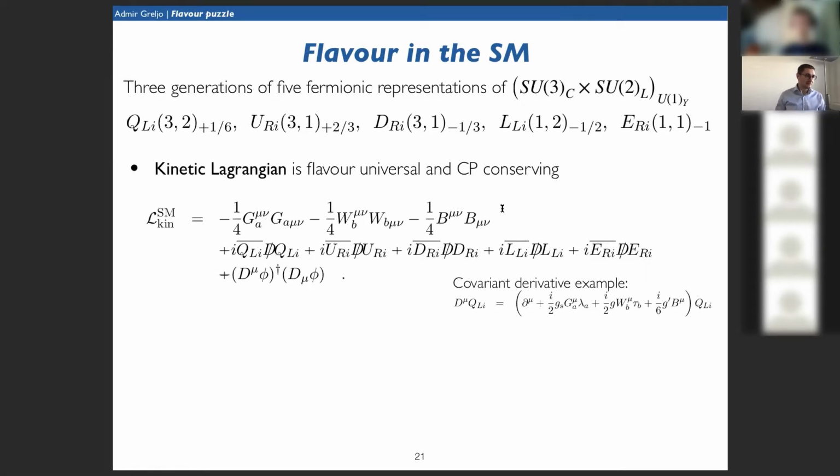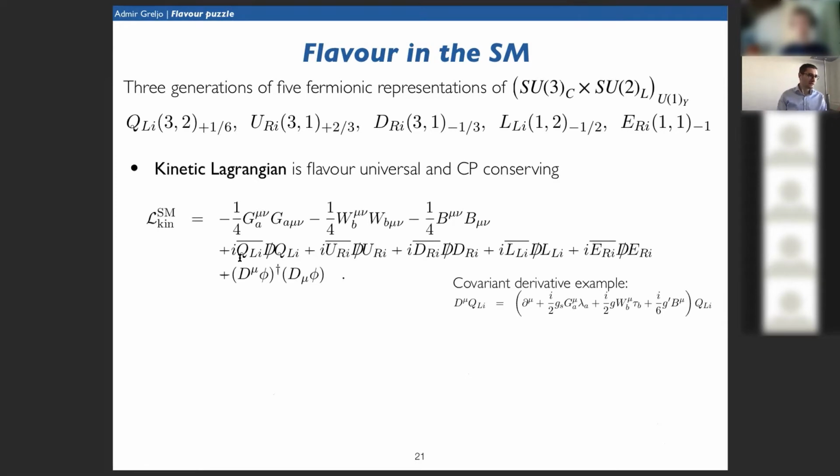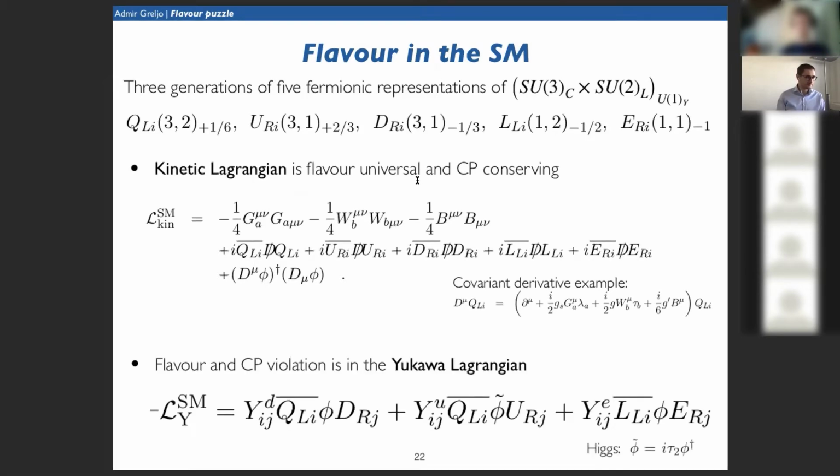If we look at the kinetic term in the Lagrangian, you can see all these different fermionic representations, which come in 3 copies. Each of them comes in 3 generations. And there is this covariant derivative which comes along. So this part of the Lagrangian is flavor universal. Remember that this means that in flavor space there is this delta ij, Kronecker delta, or a unit matrix in flavor space. So this is flavor universal as well as CP conserving.